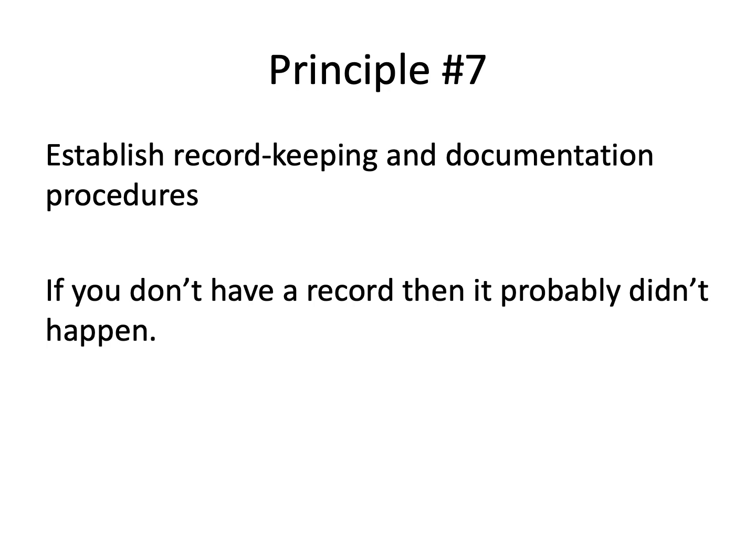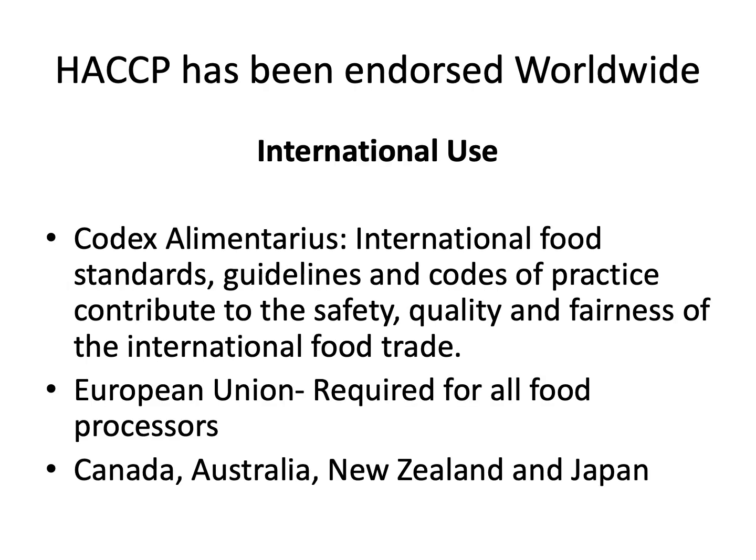Principle number 7, establish record keeping and documentation procedures. If you don't have a record, then it probably didn't happen. Each of these HACCP principles has a dedicated lecture. We'll cover them in detail. HACCP has been endorsed worldwide by organizations such as Codex Alimentarius, a commission of the United Nations, the European Union, and by several other countries like Canada, Australia, New Zealand, and Japan.